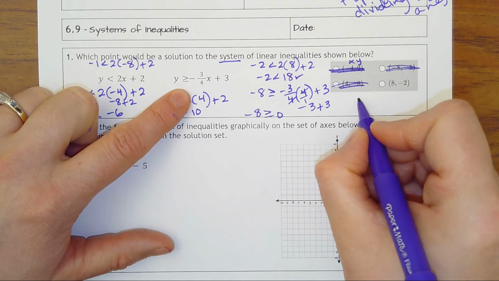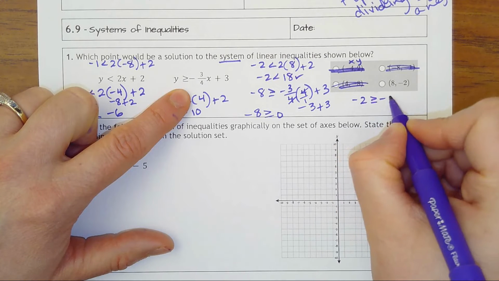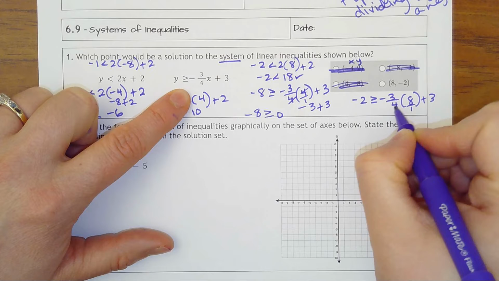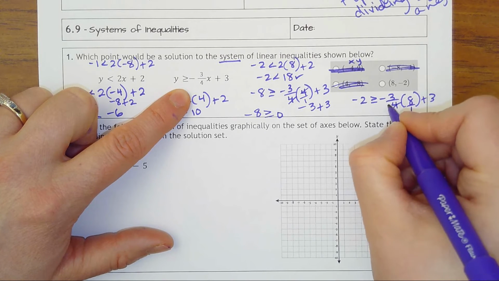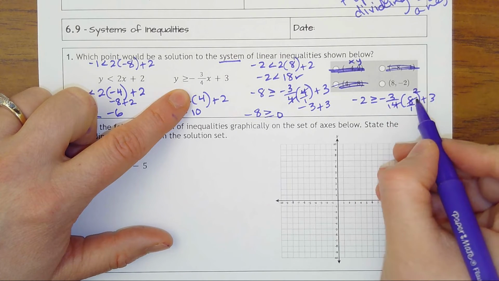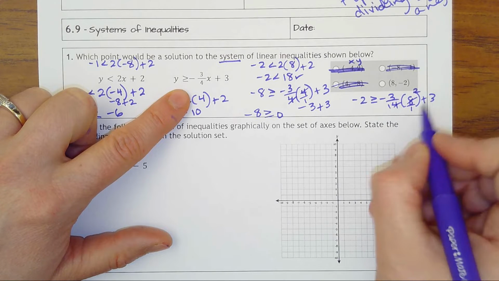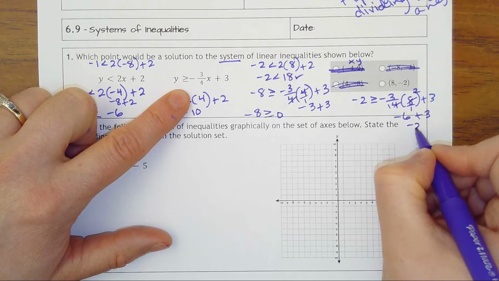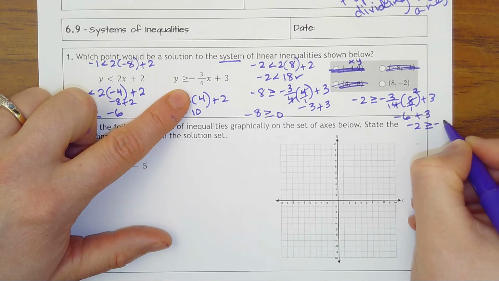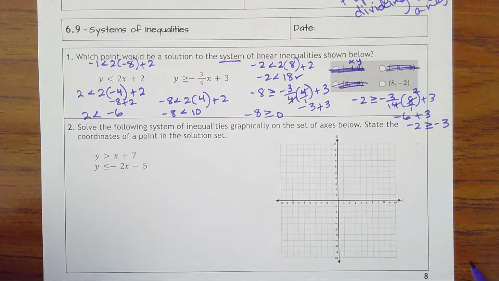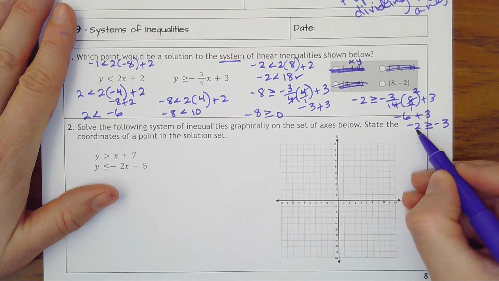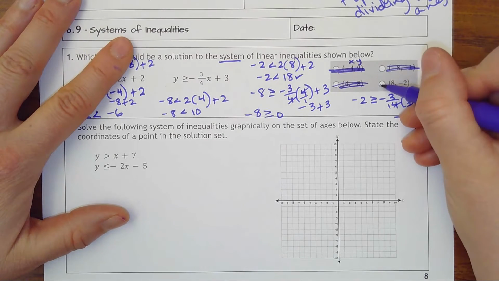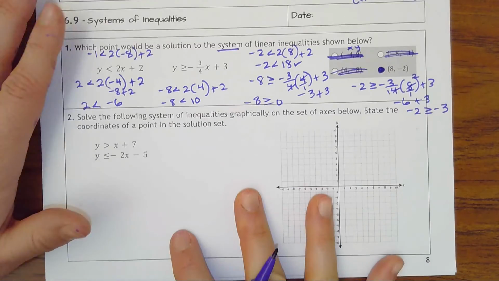This one is negative 2 greater than or equal to negative 3/4 of 8 plus 3. So think of now your 8 and your 4 can simplify. Divide by 4. That becomes a 2. Negative 3 times 2 is negative 6 plus 3. Is negative 2 bigger than negative 3? Yes, it actually is, because the closer you get to 0, that means it's bigger than negative 3. So that one is our answer. Of course, I made it the last one.